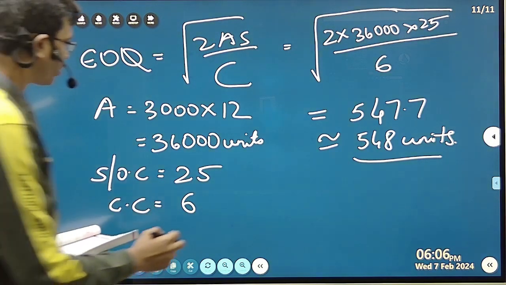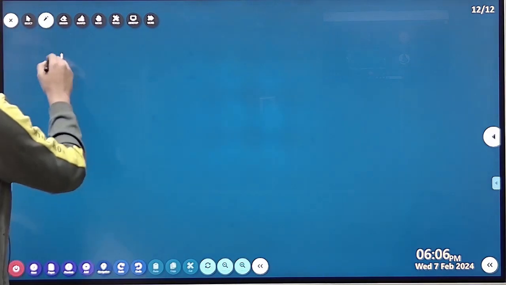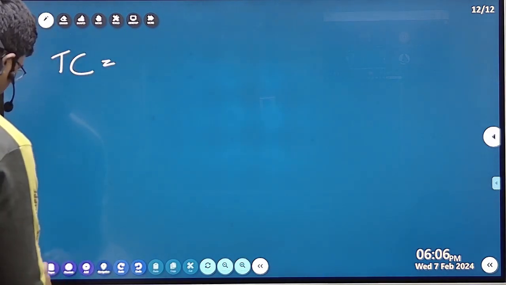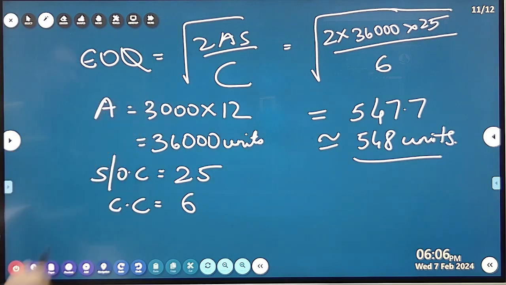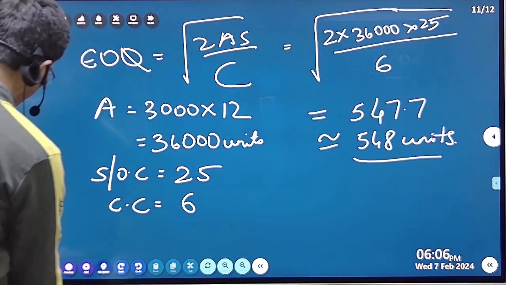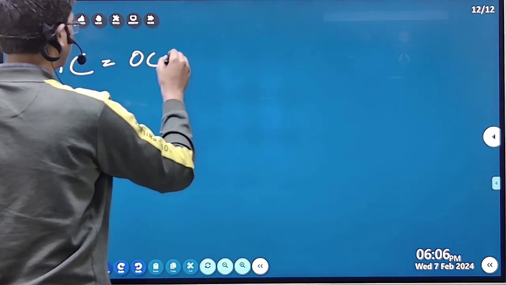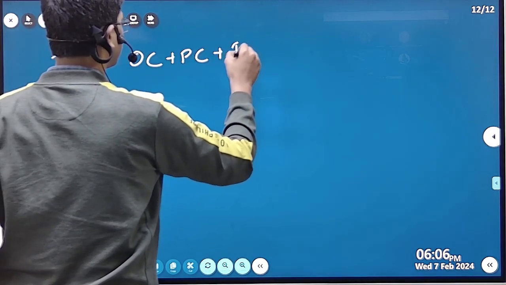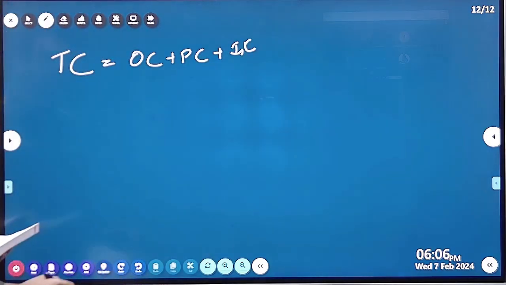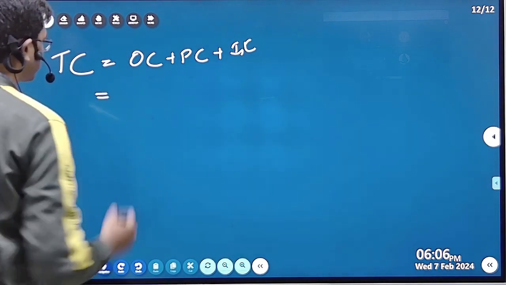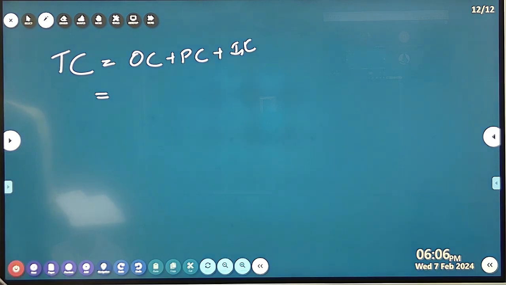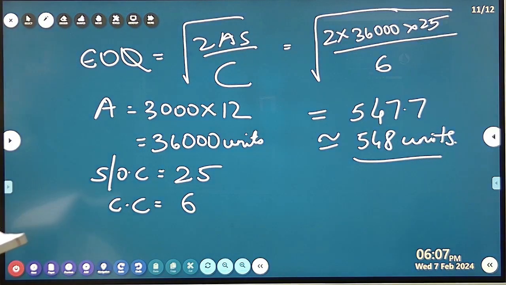We can find the total cost. So let's find the total cost for this EOQ. Okay. So what was total cost? Ordering cost plus purchase cost plus inventory cost. Okay. So coming to ordering cost. So how will we calculate the ordering cost? If you look at the question, he says the ordering cost is rupees 25 per order. Okay. So we have to calculate how many times we have to order.